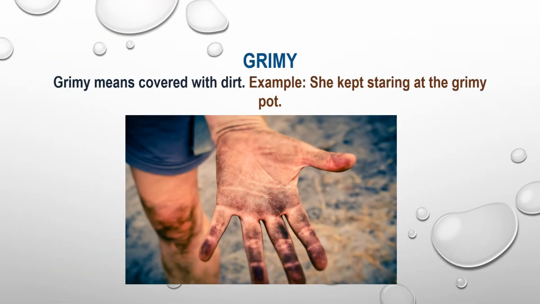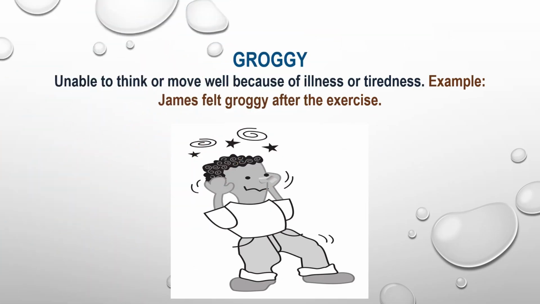Grimy. This means covered with dirt. Example, she kept staring at the grimy pot. Grudging. This means unable to think or move well because of illness or tiredness. Example, James felt grudging after the exercise.